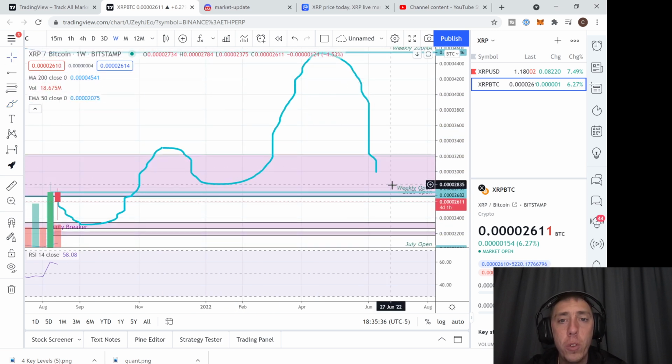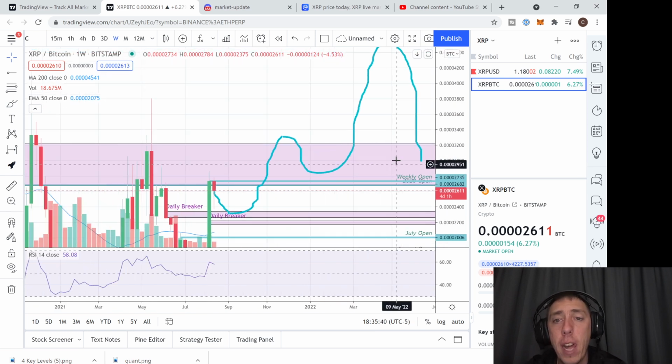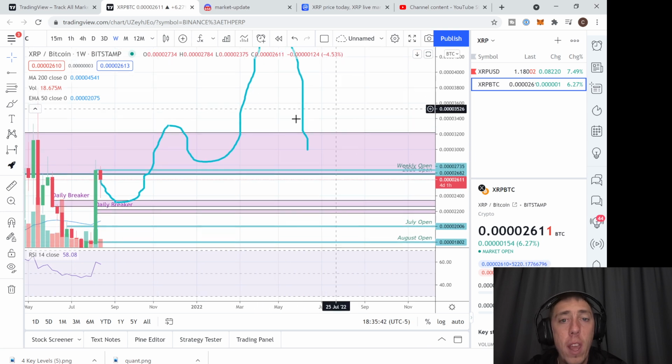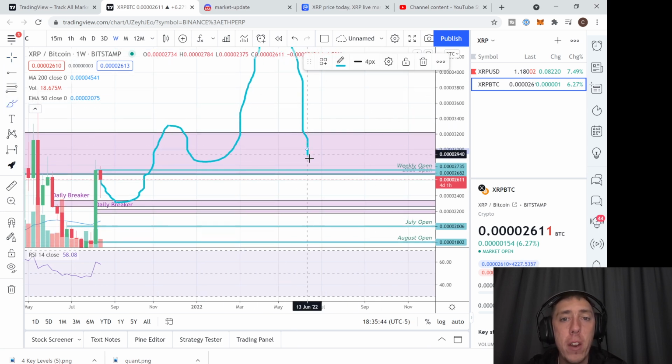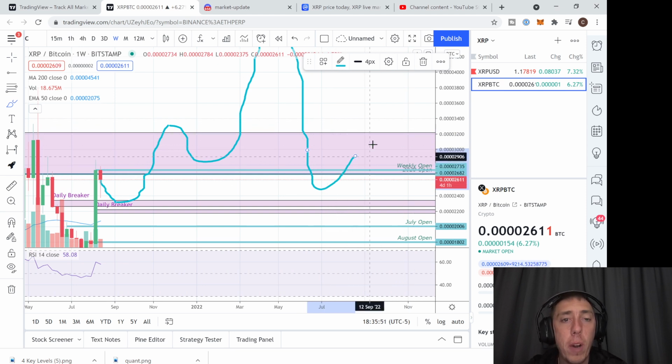What should you do at this level? You should buy again, right? Because this should still act as a support. However, let's say we come down here and we lose it, come back in here again. What do you do now? Sell, right? Because now that support is acting as a major resistance level.